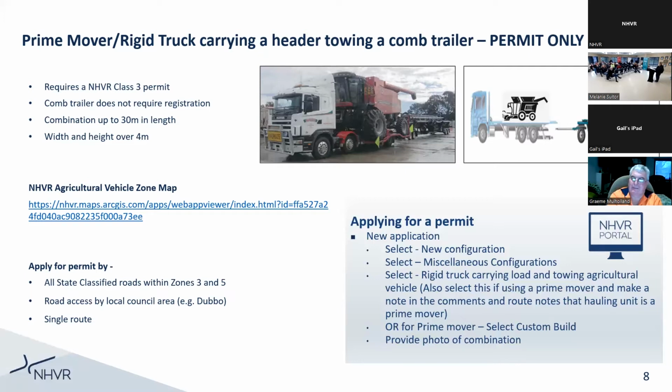So if I want to take the combination somewhere, but I don't need to take the header, I can hook that up and take it under the same notice? If you remove the harvester off the back of the truck with the prime mover, yeah, then you would fall under the Class 1 notice.